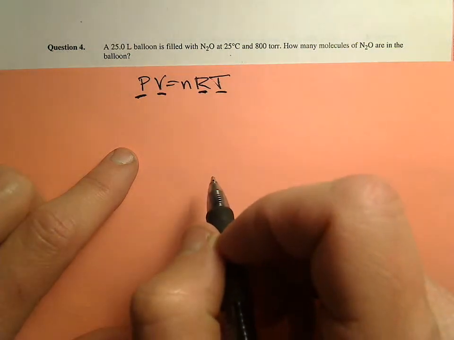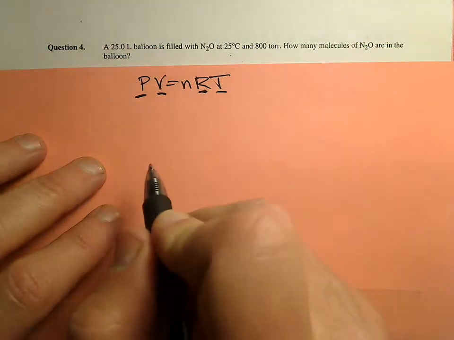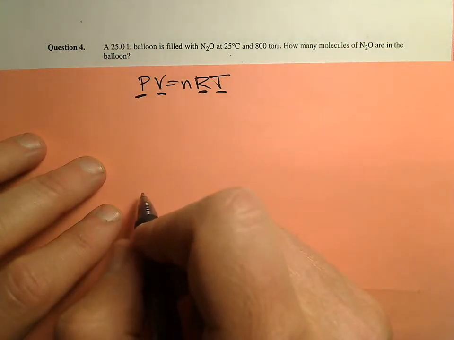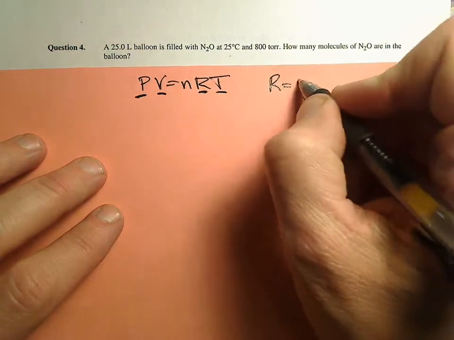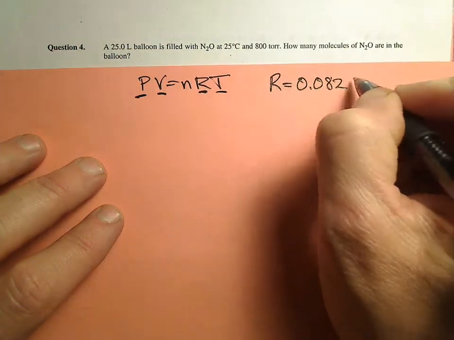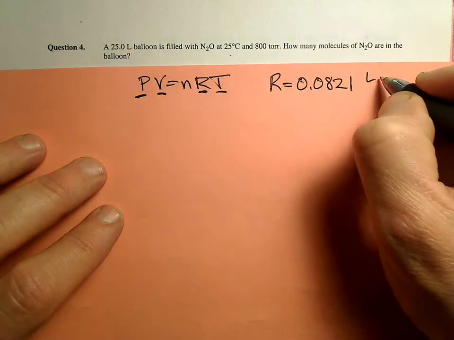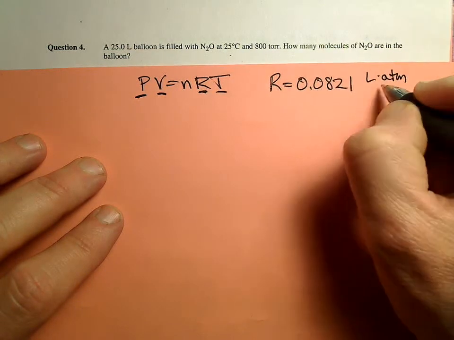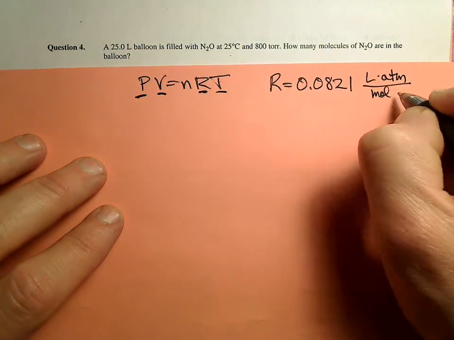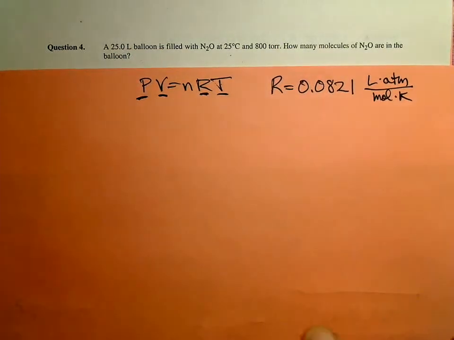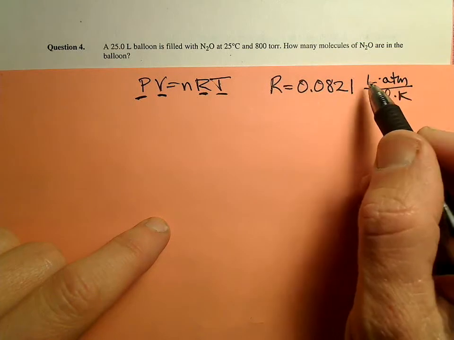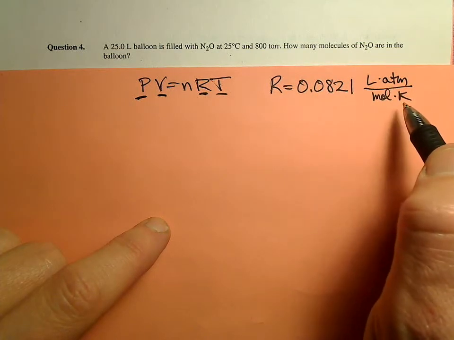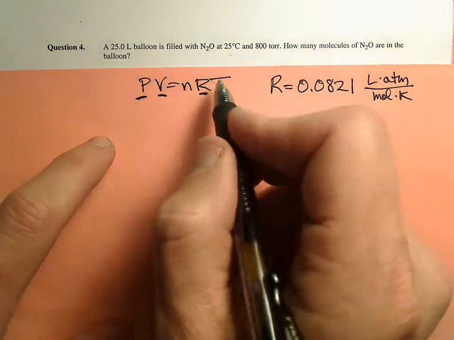out how many molecules. But before we can do that, remember when we use PV equals nRT that R has this value of 0.0821 liter atmospheres per mole Kelvin. Okay. So that means our pressure has to be in atmospheres, volume in liters, temperature in kelvins, like always. So what do we have?